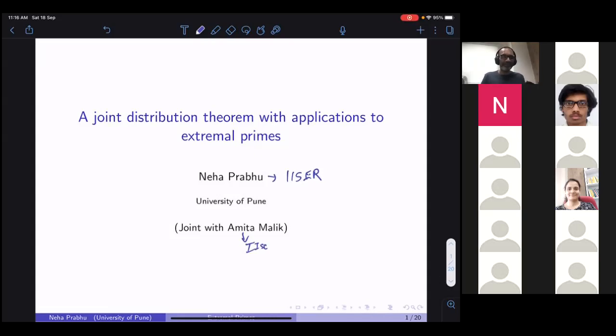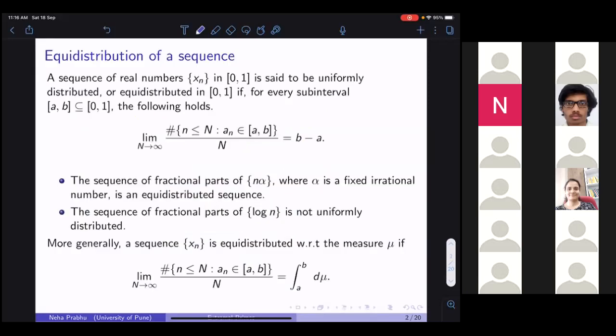Okay, so my talk today is about a joint distribution theorem, but the motivation for it comes from something called extremal primes. So I will start with introducing what those are. And to do that, I'll start with the notion of equidistribution of a sequence.